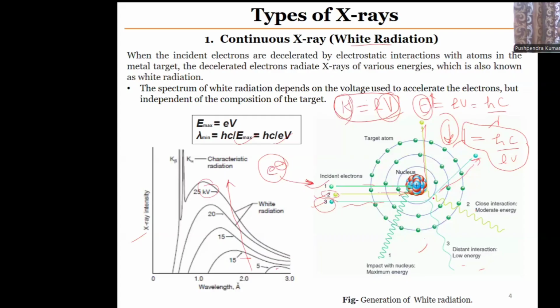So now let's move on to the next type of radiation and the next type of phenomenon that occurs during the generation of the X-rays.